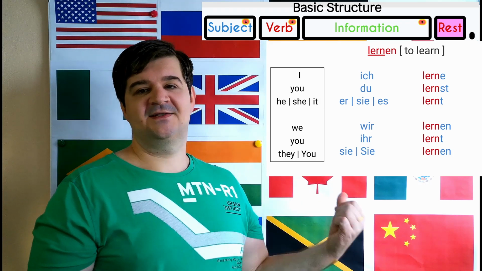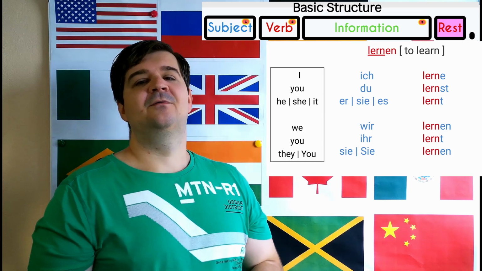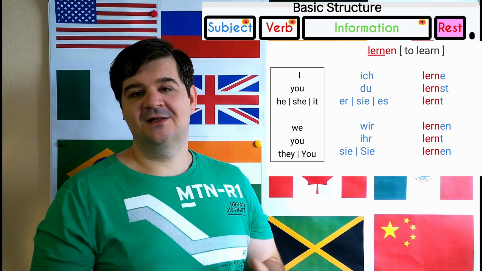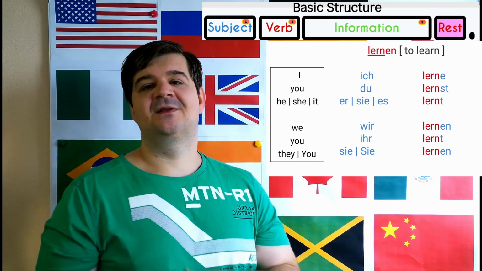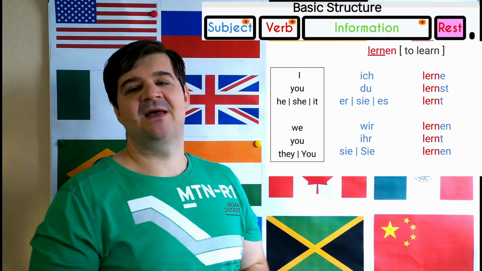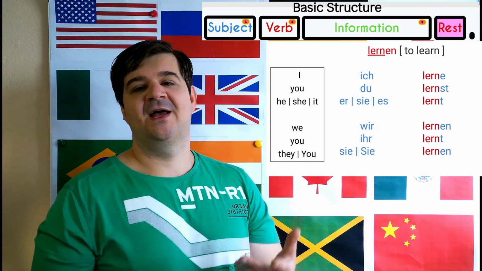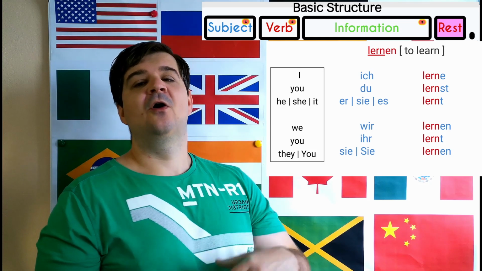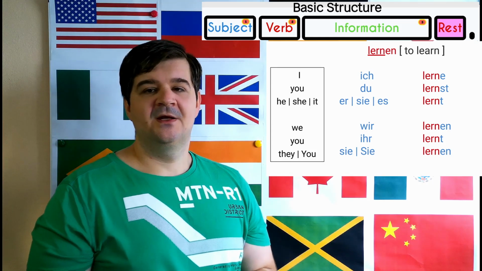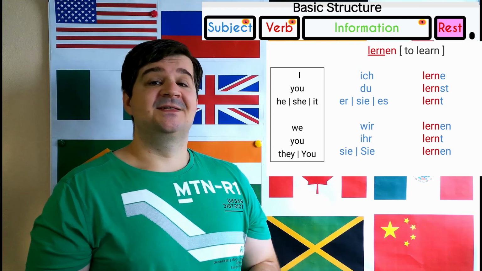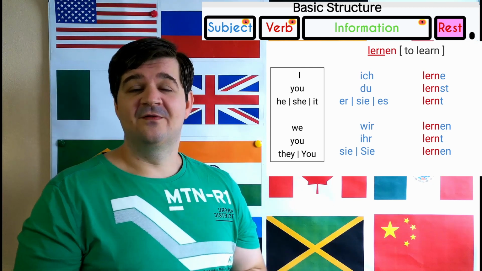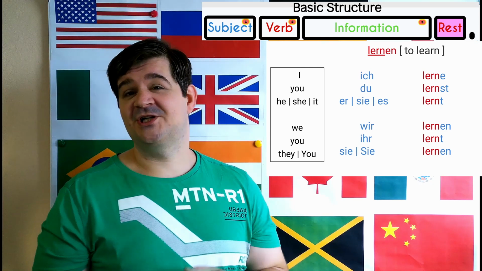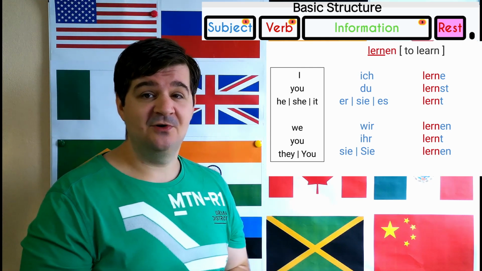And the last one, sie, which if it is written little, it means that it is they, and if it is written in capital letter S, it is meant for being polite. So you mean here only one person normally. And sie lernen.